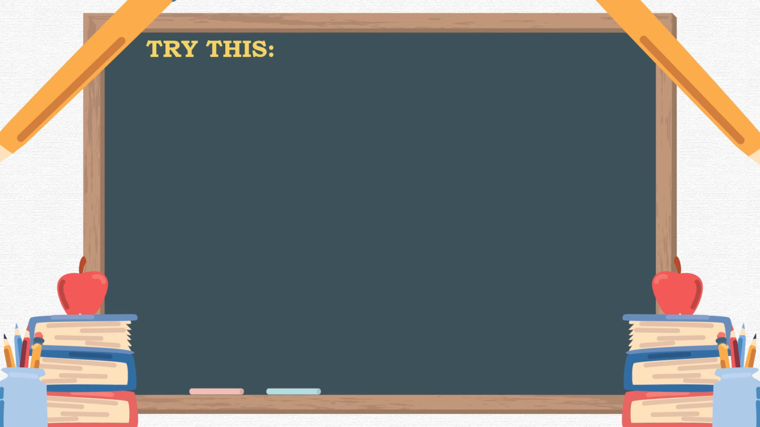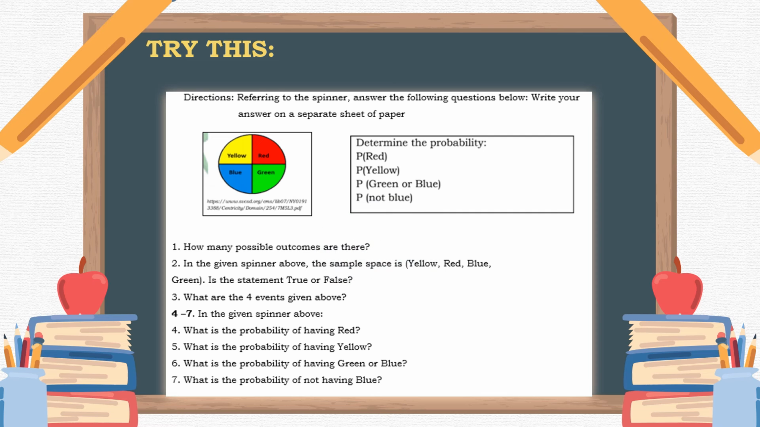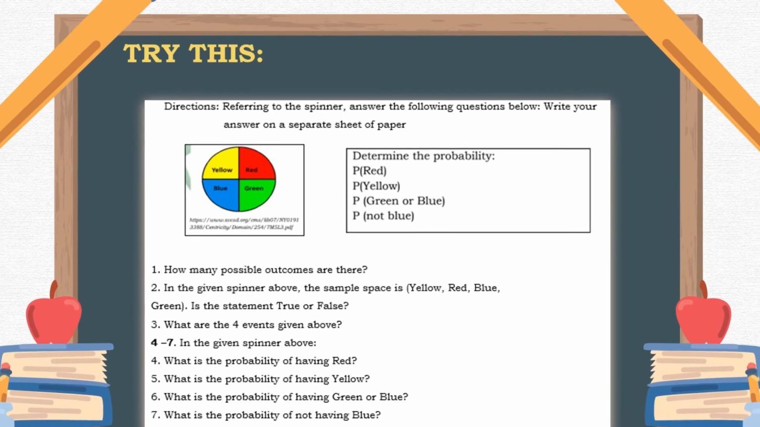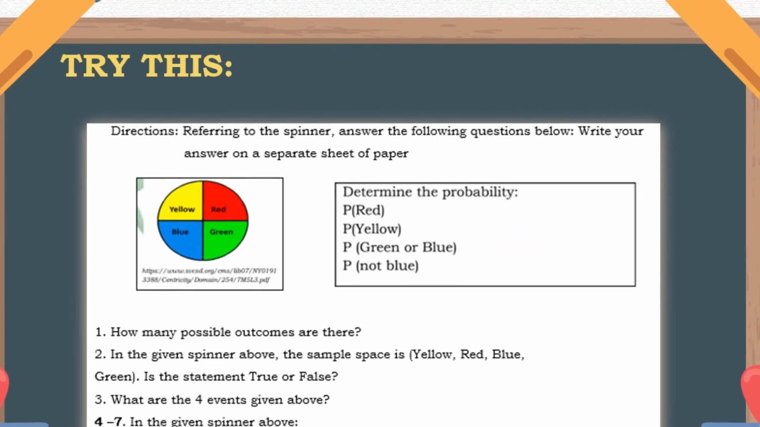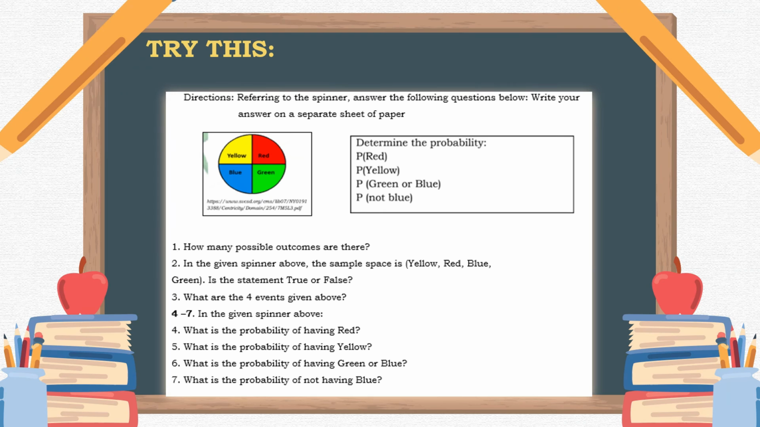Okay, so for your activities, you're going to try the following activity. Directions: referring to the spinner, answer the following questions below. Write your answer on a separate sheet of paper. So, you're going to answer this activity.